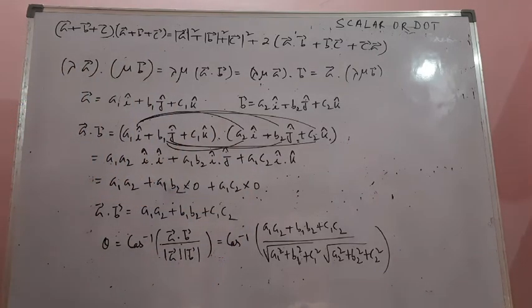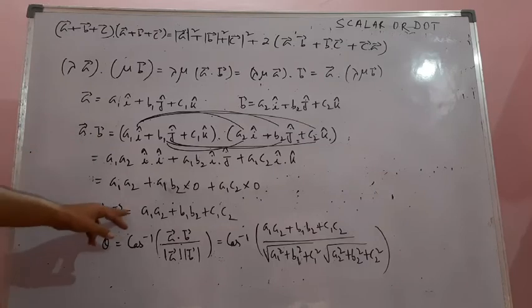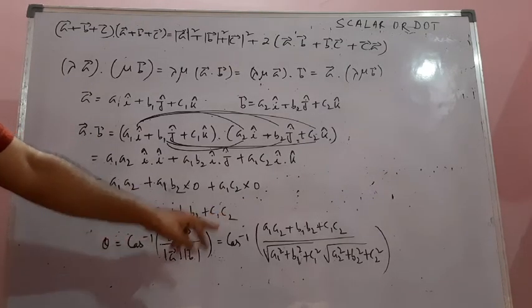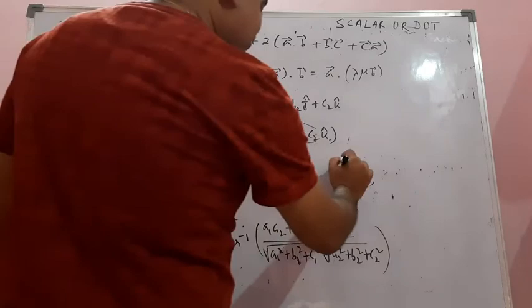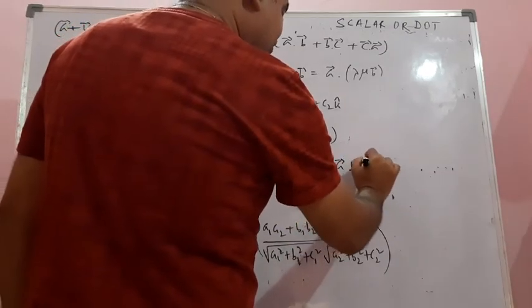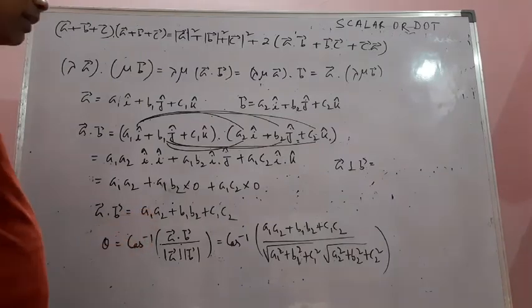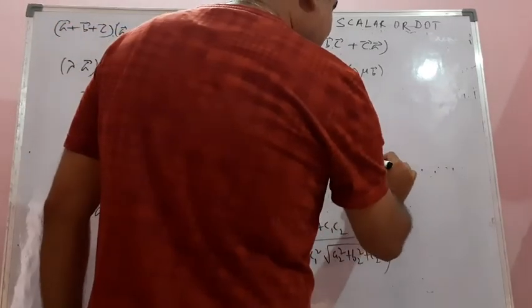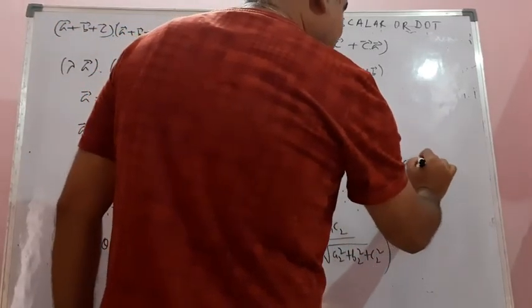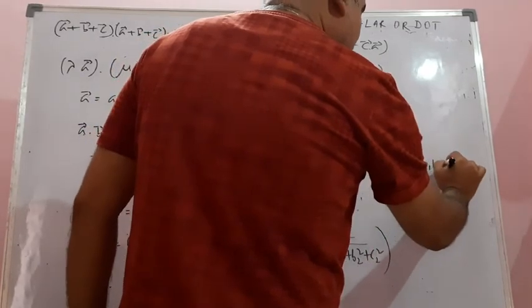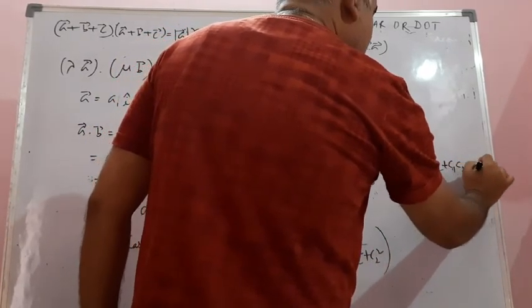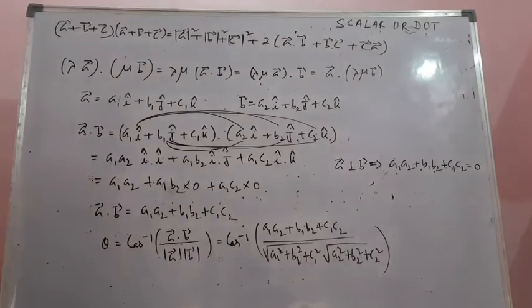Next, if a and b are perpendicular, then their dot product will be 0. That means if a is perpendicular to b, then their dot product, this quantity, will be 0.